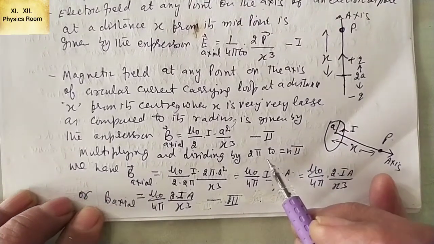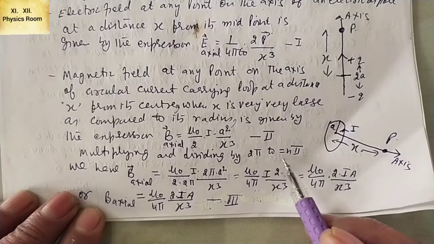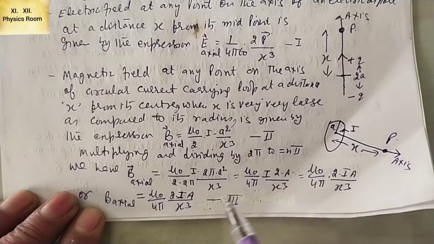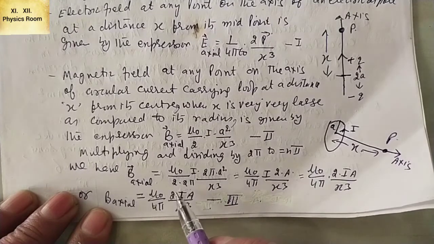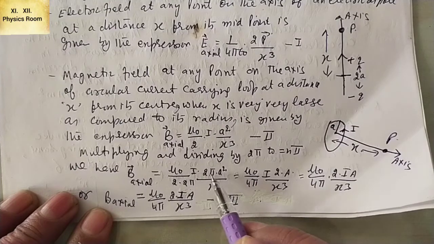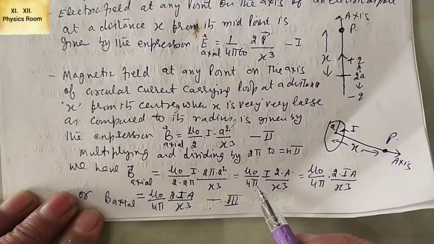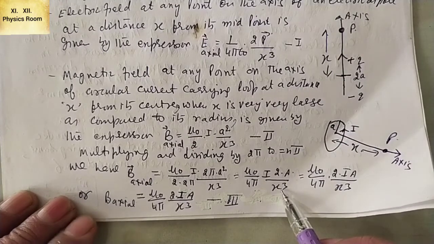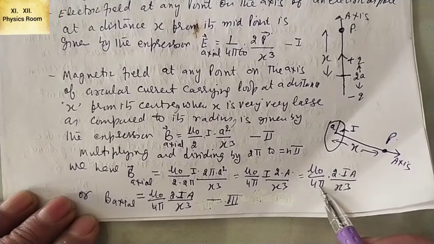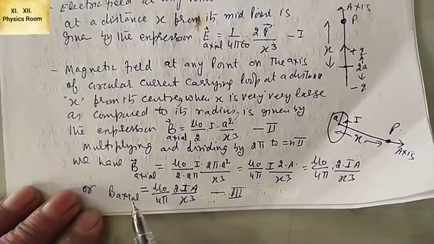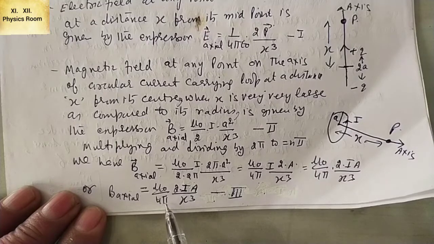Now multiplying and dividing equation 2 by 2 pi, we get B axial equal to mu 0 over 2 into I into 2 pi divided by 2 pi into A square by x cube. And it is equal to mu 0 over 4 pi I into 2 pi A square divided by x cube. We can write it as B axial equal to mu 0 over 4 pi into 2 into I A by x cube. Let us mark it as equation number 3.